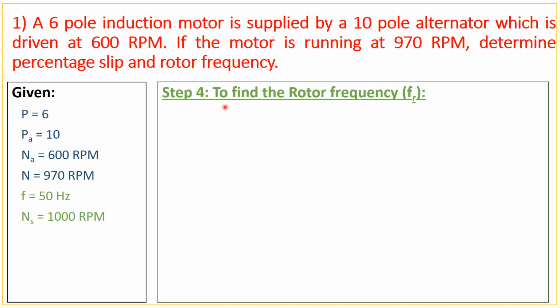The fourth step is to find the rotor frequency. I know that S I got as 3% or 0.03. So Fr is equal to S into F, where F is the frequency obtained as 50 hertz and S is the slip, and the slip obtained is 3% or 0.03, right? So Fr is equal to 0.03 into 50, which is nothing but 1.5 hertz. So I have got the answer for rotor frequency.